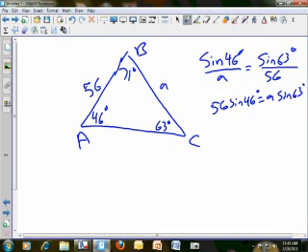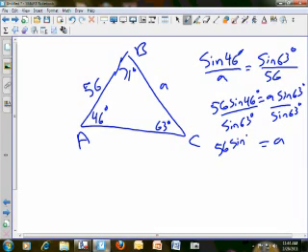I haven't touched the calculator yet. What do I do now? Divide by sine of 63. So A is equal to 56 sine of 46 over the sine of 63. Everybody stick that in the calculator. Make sure you can do it.